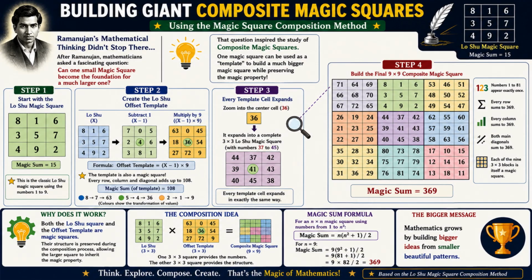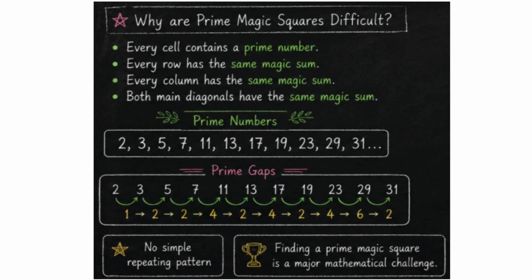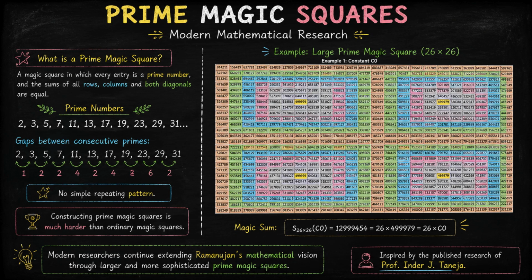But an even more challenging area is prime magic squares. We know prime numbers like 2, 3, 5, 7, 11, 13. But prime numbers do not follow a simple repeating pattern. They are not like arithmetic progressions, where every step has the same difference. Some prime numbers are very close, like 17 and 19, but sometimes there can be a larger gap before the next prime number appears. Because of this, creating a magic square using only prime numbers is a difficult mathematical challenge.